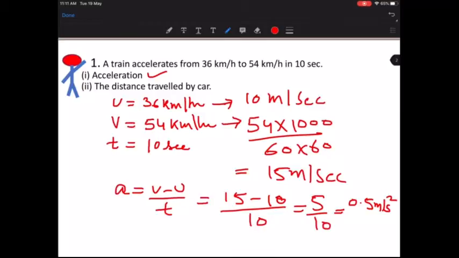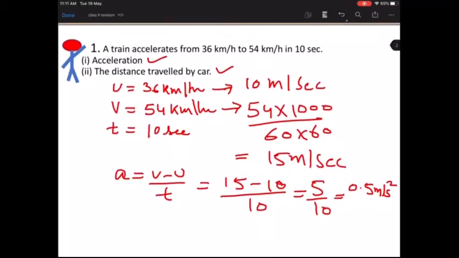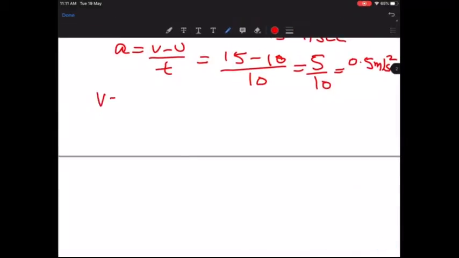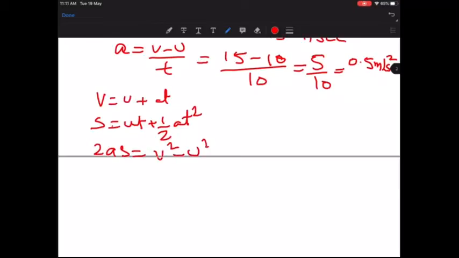So now you've got the acceleration, and please do take care of the units also. Acceleration is meter per second square. Now he also wants you to calculate the distance traveled by the car. You have three formulas that I told you. What are the three formulas that you know? The first is V is equal to U plus AT, right? S is equal to UT plus half AT square, and then you have 2AS is equal to V square minus U square.